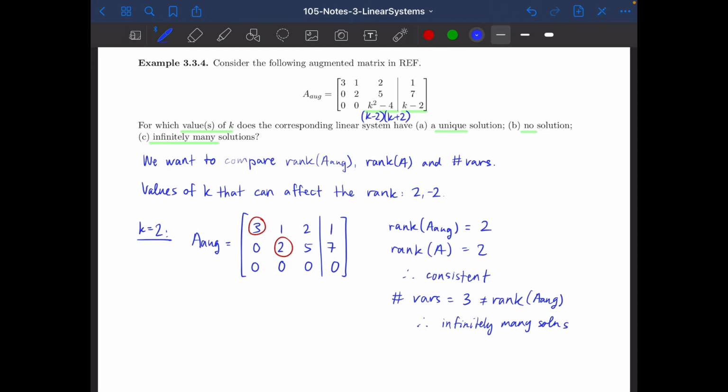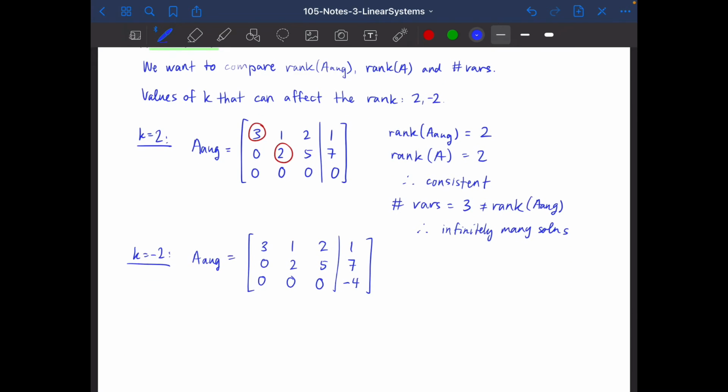Now, what about the case when k is equal to minus 2? What does the augmented matrix look like in that case? The first two rows are again the same, 3, 1, 2, 1, 0, 2, 5, 7. The third row becomes 0, 0, 0, minus 4. That's the new augmented matrix.